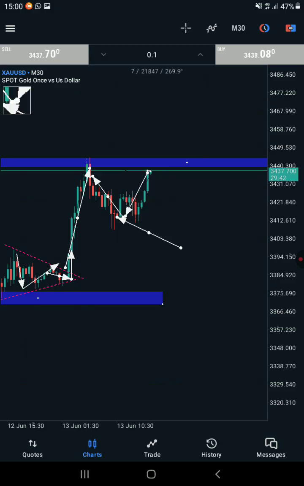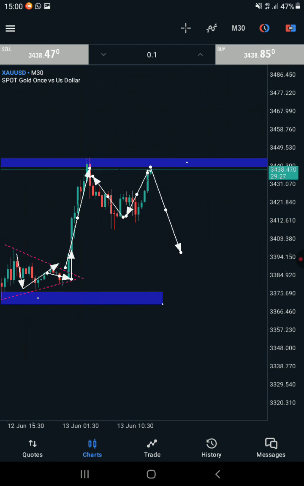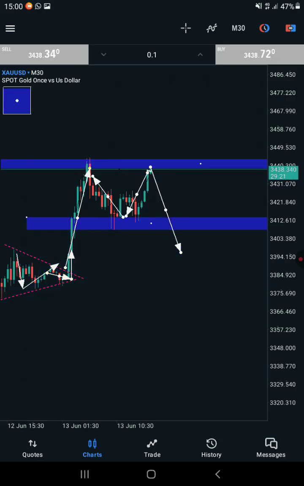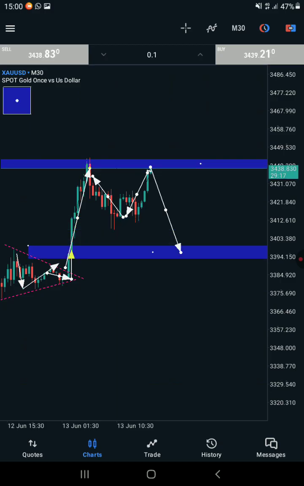So the market is forming something like a double top, which is like that. Under normal circumstances, we expect the price to drop. So you can enter sell there. You will take profit first after breaking the neckline there, second after breaking the trend line.